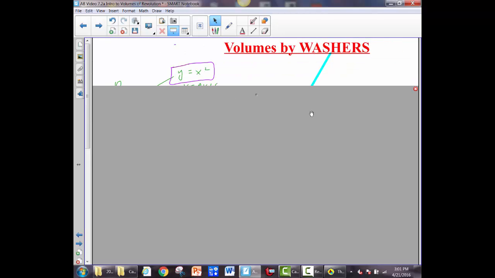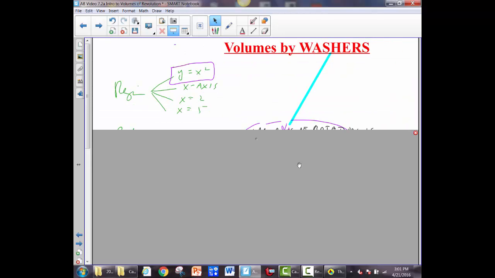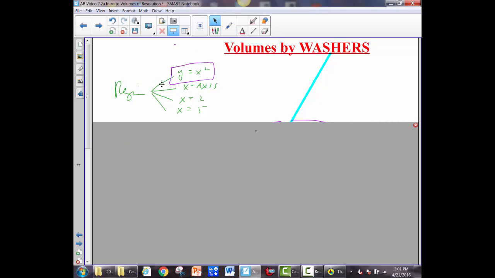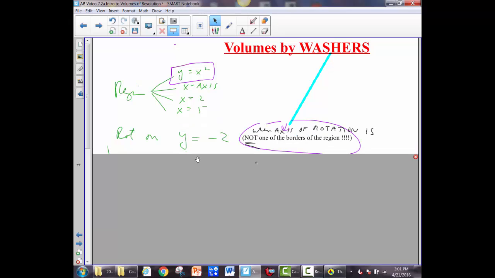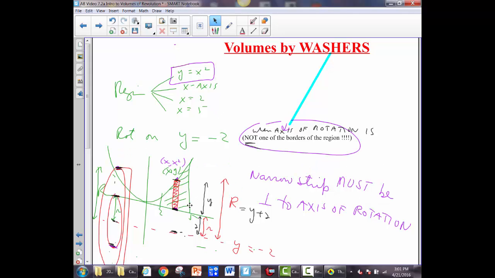Okay, volumes by washers. I'm just going to introduce them. We'll do them in the next video. So now you have the region bordered by the parabola y equals x squared, x-axis, etc. But this time we're rotating on y equals negative 2. Now, y equals negative 2 is not one of the borders. Hence, we will not get a disk.